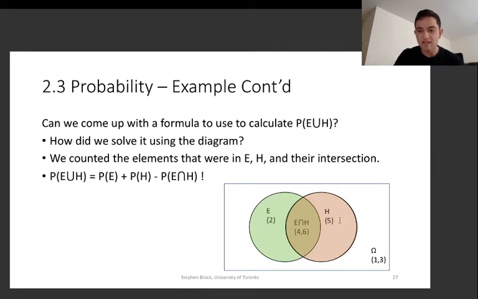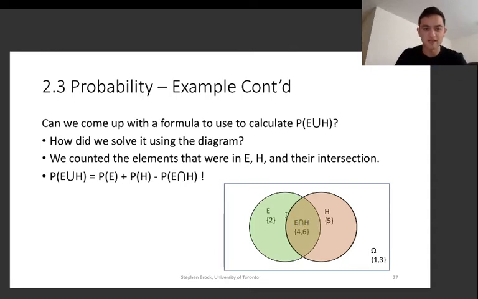And we were adding those two probabilities together, right? But we were very careful and we actually didn't double count this middle part. So if we look at the probability of E, we have this. And we look at the probability of H, we have this. And if we were just to add those two probabilities together, we'd actually be giving a higher probability than what is actually there because E intersection H would be double counted.